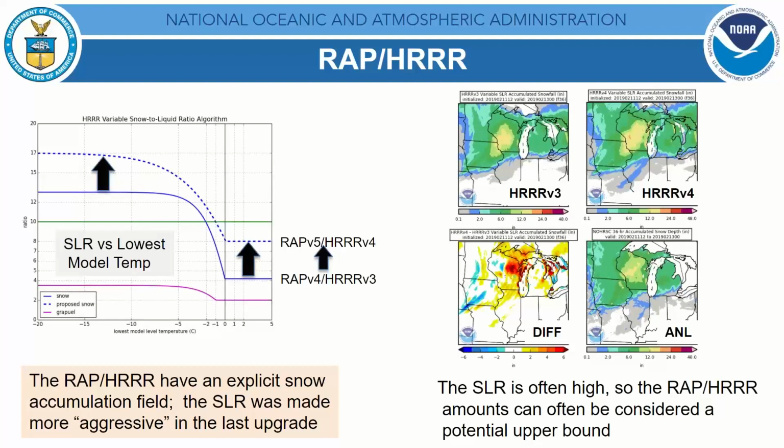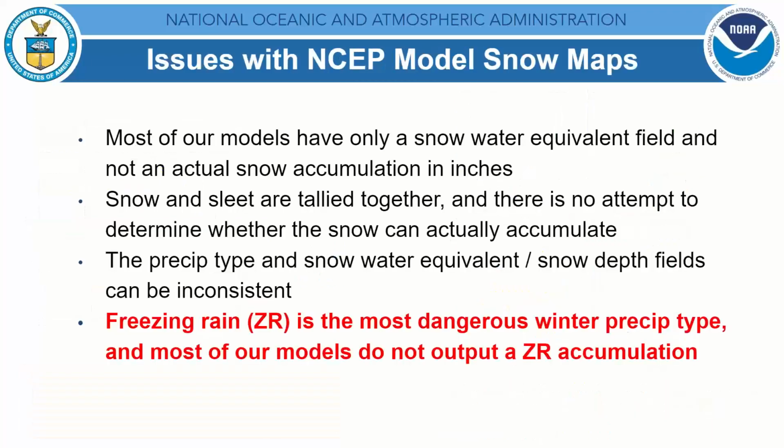And you can see on the right, the SLR can sometimes be a little bit too high. So a word of caution when using the RAP and the HREF output is the amounts can often be considered a potential upper bound, maybe a worst case scenario, as opposed to a more reasonable case scenario. So for the RAP and the HREF, use those with a bit of a grain of salt too.